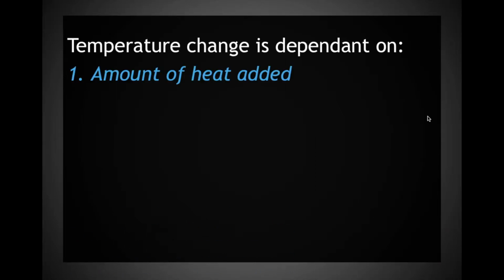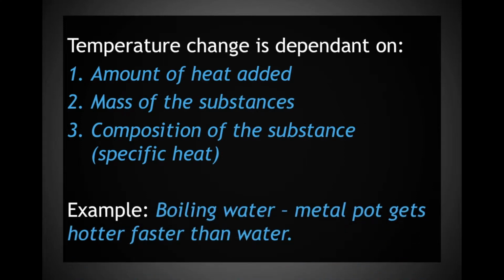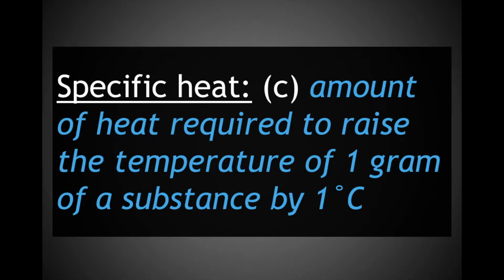So, temperature change is dependent on three things, okay? The amount of heat we add, the mass of the substances, and what the substances are made out of, because what the substances are made out of will have a different specific heat. For example, the specific heat is just how much heat is required to raise 1 gram of a substance by 1 degree. So it'll be a different specific heat for water than it would be, say, for hydrochloric acid.